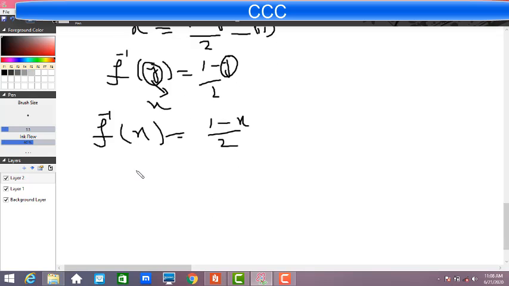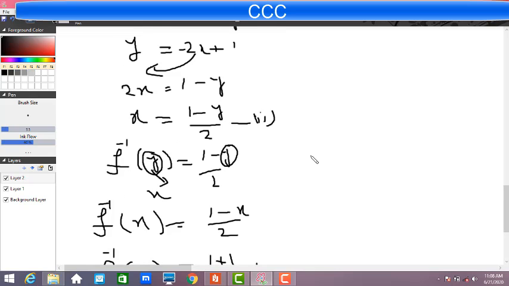Dear students, now we have to find f inverse of minus 1. For this purpose, just replace the value of x with minus 1. So we get 1 plus 1 over 2, which is equal to 1.